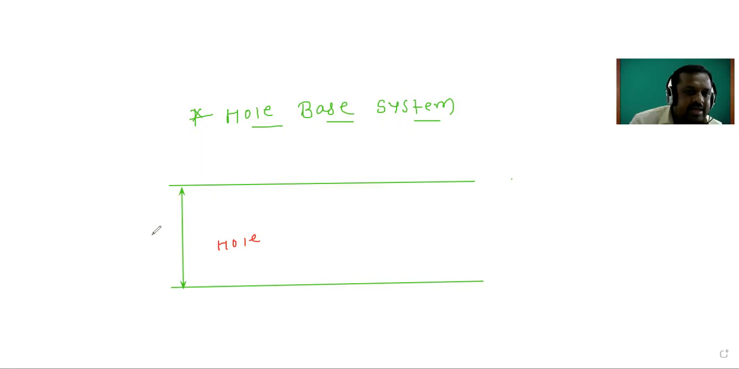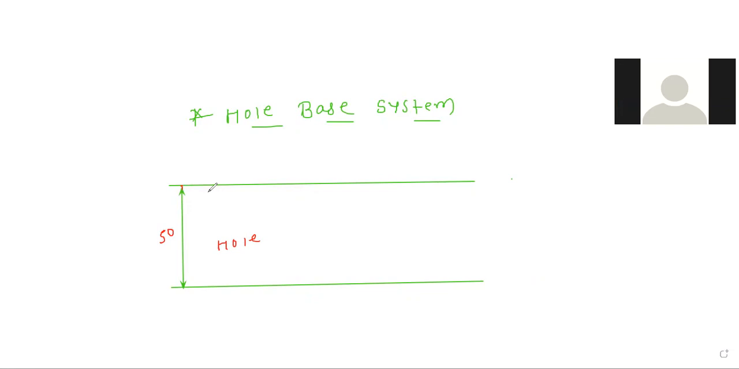Yes. Take an example. Suppose the diameter of that hole, or the basic size of that hole, will be 50. This is the basic size. Okay. And we have to decide whether we can give the upper deviation or we have to give the lower deviation here.